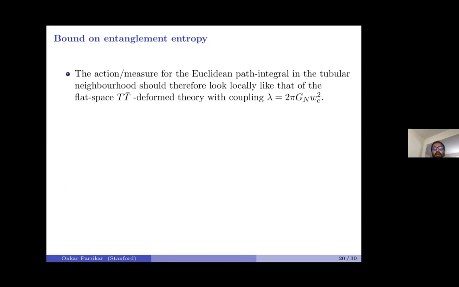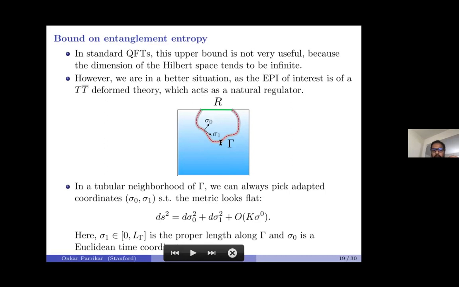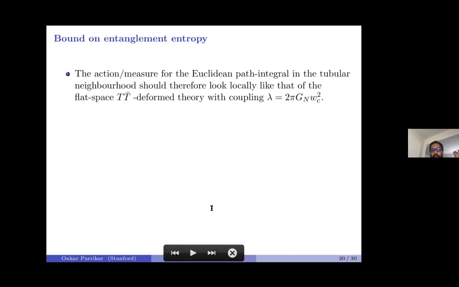Now, inside such a tiny Euclidean tubular neighborhood, the metric looks flat. And so because the metric looks flat in this tiny tubular neighborhood, we can approximate the path integral of the field theory in this tubular neighborhood with just the flat space T-Tbar deformed field theory, but with this particular coupling. The coupling is a scalar, it's a number, so it doesn't change under changes of coordinates. And so the coupling is what it is, but the background metric inside this tubular neighborhood will look flat.